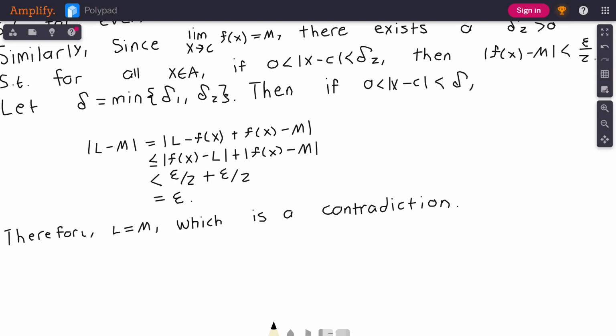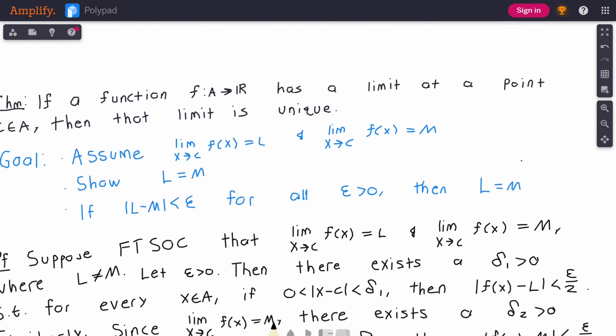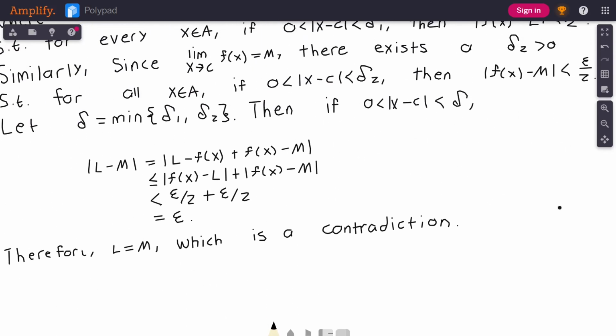So what can we conclude? Well, we can conclude that if a function has a limit at that point c, then that limit must be unique. So we'll end it right there.